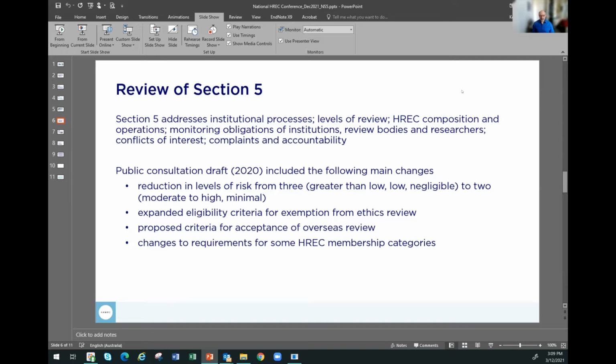The public consultation draft that we put out, in the consultation period of last year from August to October, included the changes to Section 5 in principally four areas. We contemplated a reduction in levels of risk from three to two, and relabeled the two. We expanded eligibility criteria for exemption from ethics review, which a lot of people wanted done, and which we supported strongly. We proposed criteria for acceptance of overseas review, and made changes to the requirements for some of the HREC membership categories.